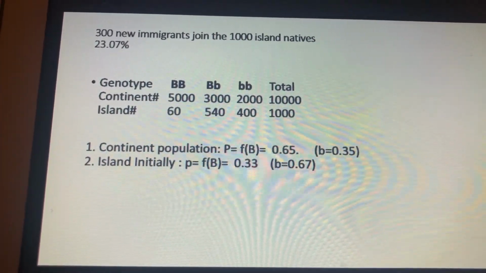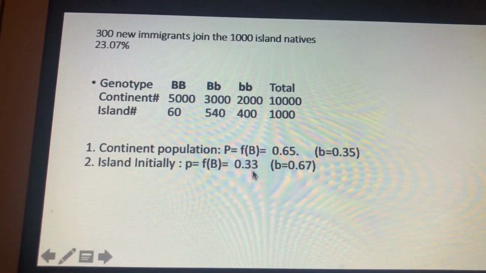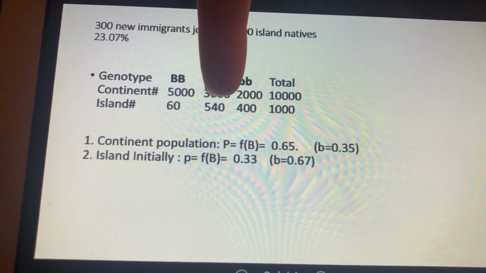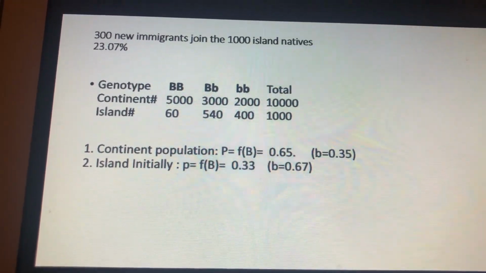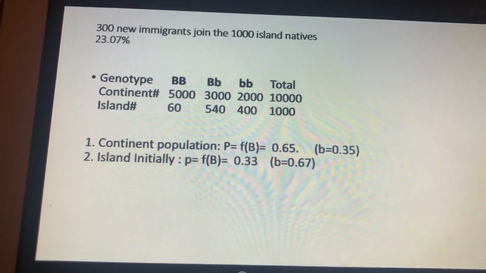And for the second, we want to know the frequency of big B initially on the island, and it would be 0.33. We do the same thing: we take 60, multiply it by 2, add the 540, divided by 2,000, which is 2 times the total, and you get 0.33. And the remainder is the frequency of little b.